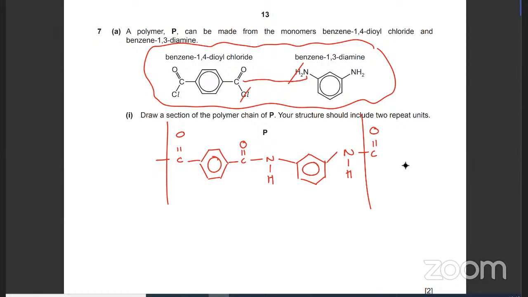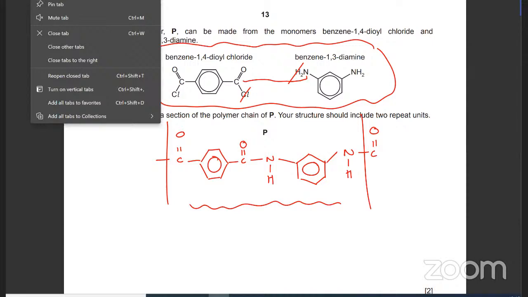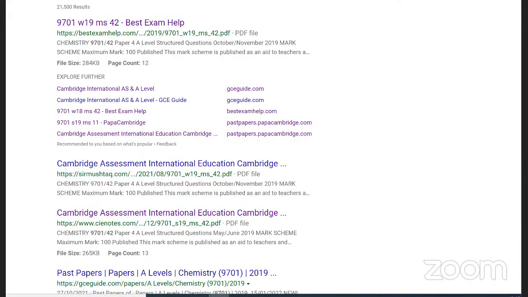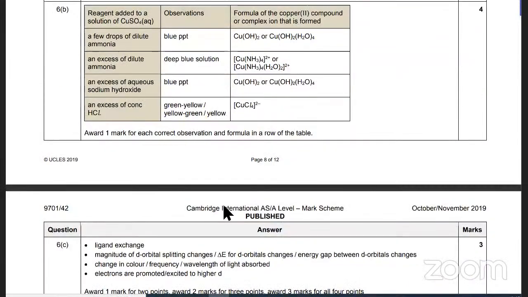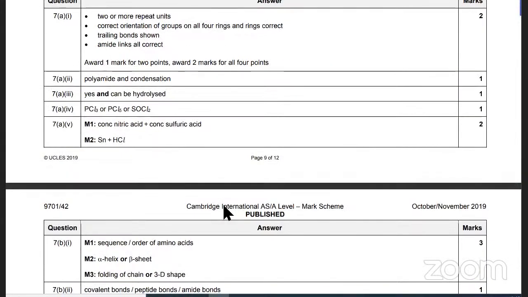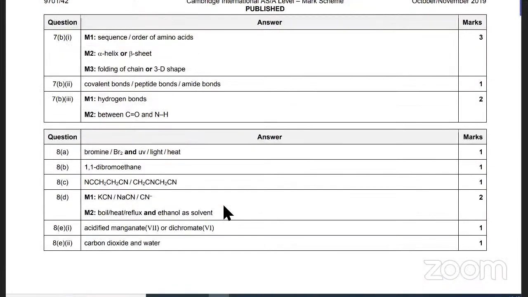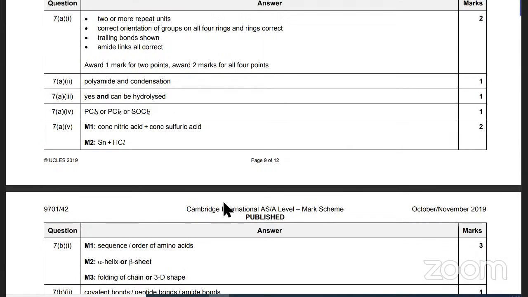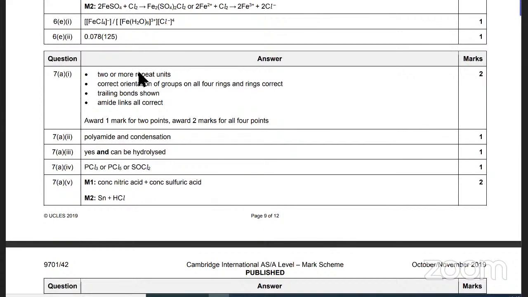So remember, in condensation polymers, 2 monomers combine to form 1 repeat unit because they're 2 different monomers. So basically 4 monomers only, 2 repeat units. Let's also see if they meant something. Which question was this? Question number 7 part A. It's the same thing. That's how you interpret this.